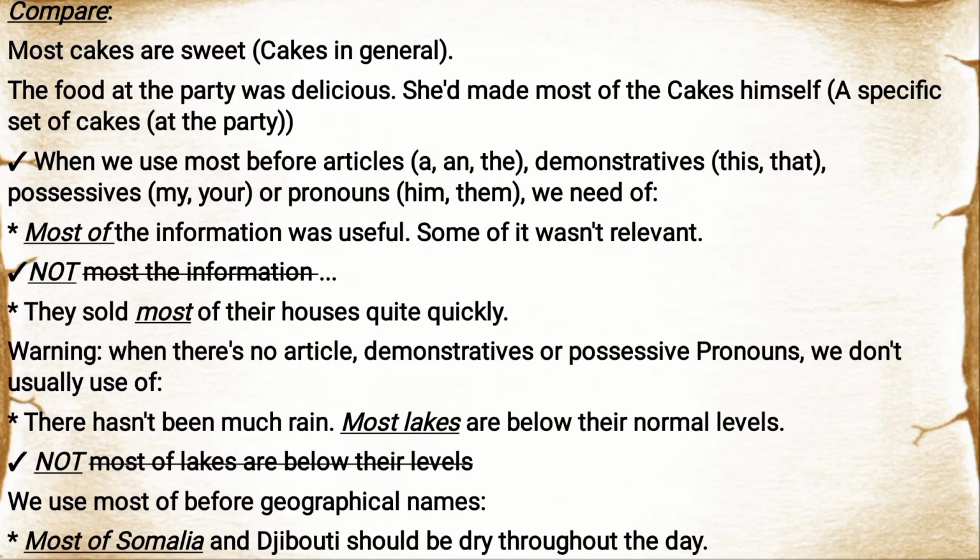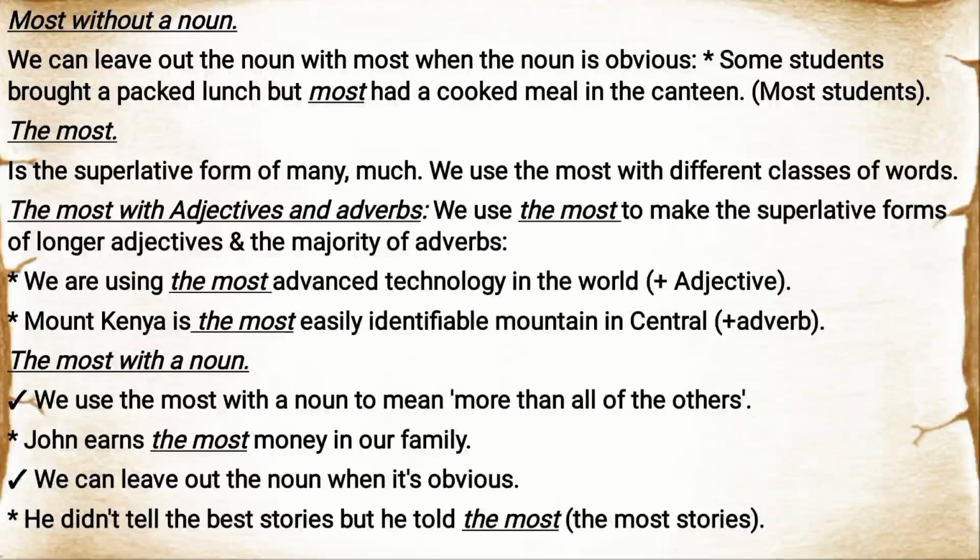Warning, when there's no article, demonstrative or possessive pronoun, we don't usually use of. Example, there hasn't been much rain. Most lakes are below their normal levels. Not most of lakes are below their levels. We use most of before geographical names. Most of Somalia and Djibouti should be dry throughout the day.